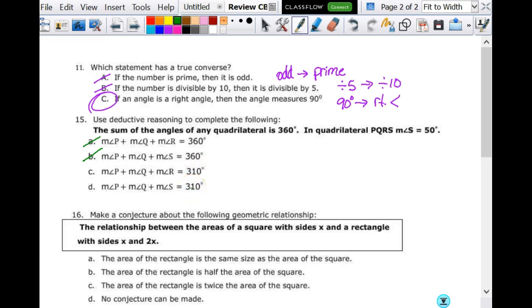But if I have this quadrilateral, whatever kind of quadrilateral it is, PQRS, and S is 50, it's these 3 angles I'm going to be adding up. I'm not using S again, so this one uses S, P, and Q, but no R, so that doesn't make any sense. My answer is C.